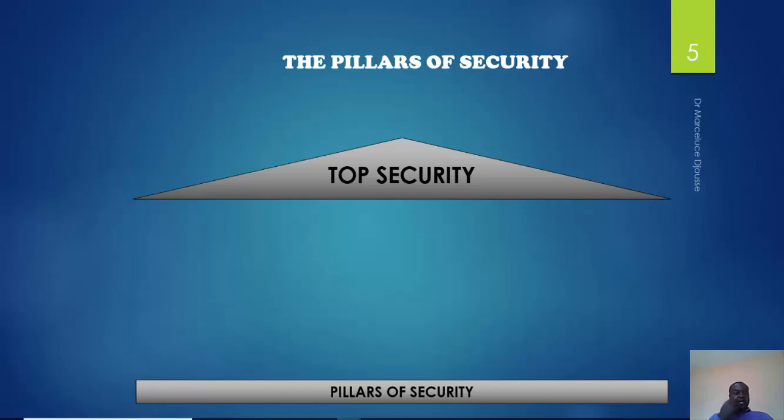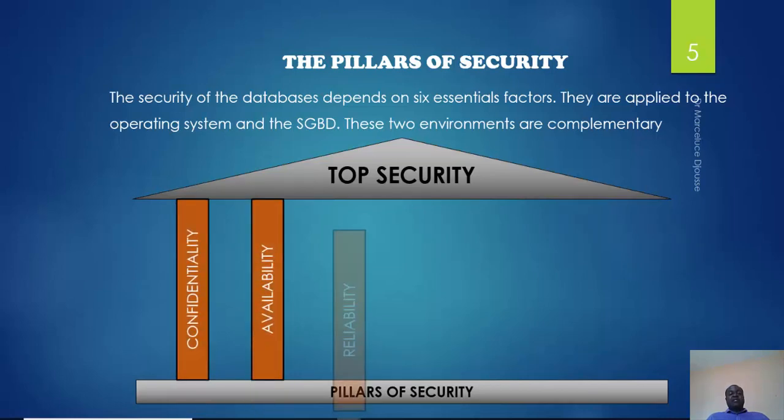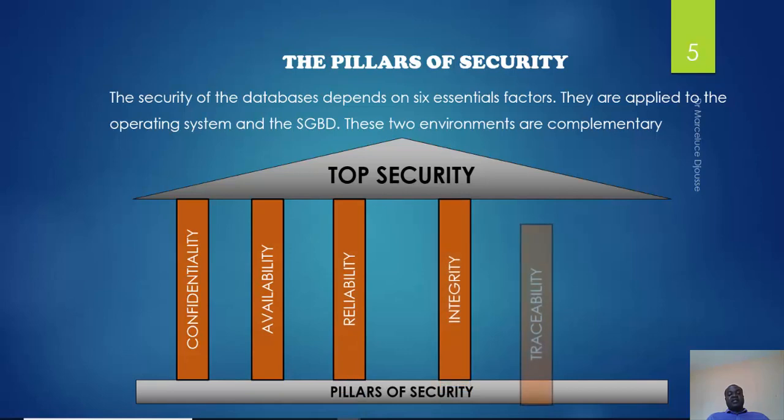All right, now let's have a view about the pillars of security. For us to have top security, what do you need? The security of a database depends on 6 essential factors that are applied to the operating system and the database management system. These 2 elements are complementary. The factors are the confidentiality, the availability, the reliability, the integrity, the traceability, and the maintainability.